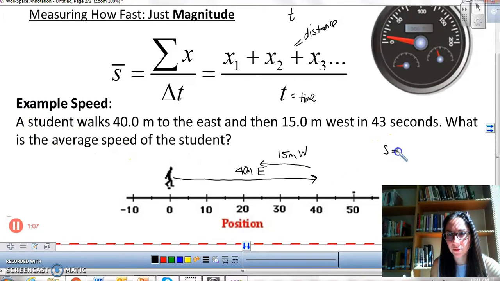So the average speed is going to be calculated as the total distance over total time. So the total distance is going to be first the 40 meters right here plus the 15 meters here. In this case, I'm just ignoring the direction. We're just adding their value, so that's what distance represents. And it took 43 seconds to do that.